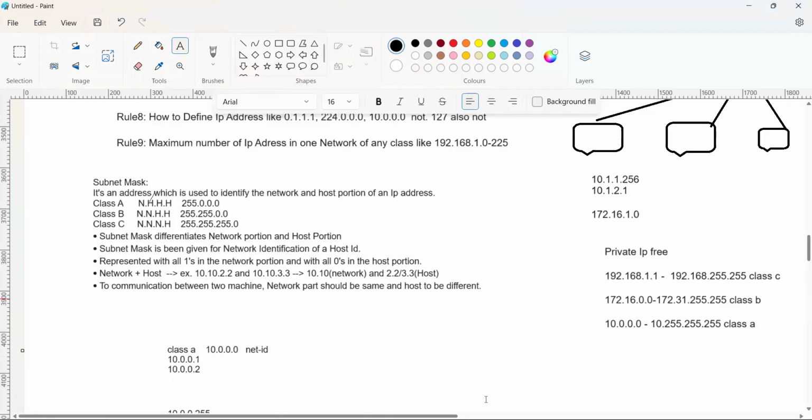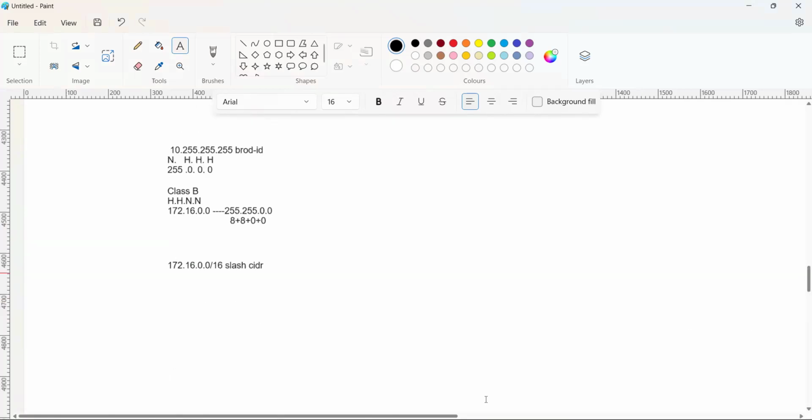These are all about subnet mask and CIDR values, and likewise we will write them. Anyway, we'll discuss these things. Up to here, does anyone have any doubts?